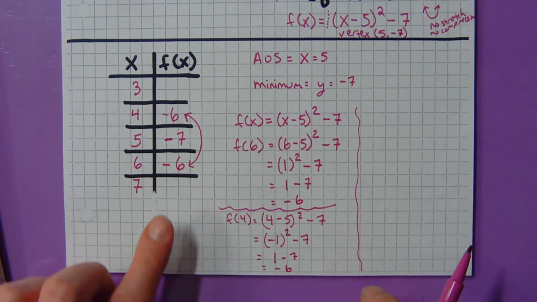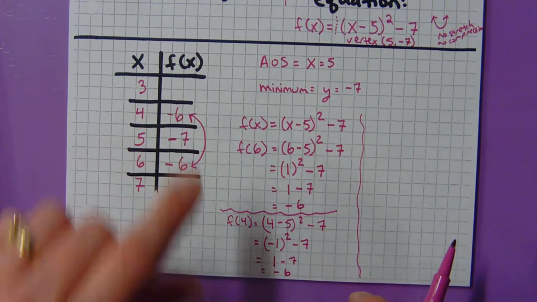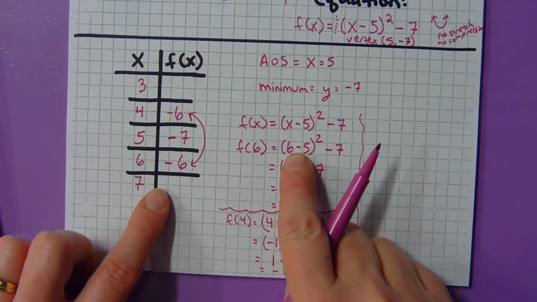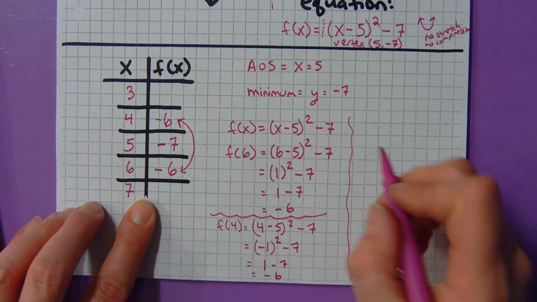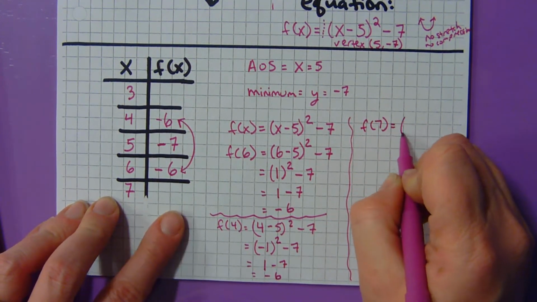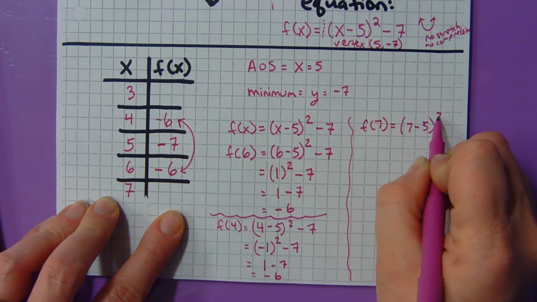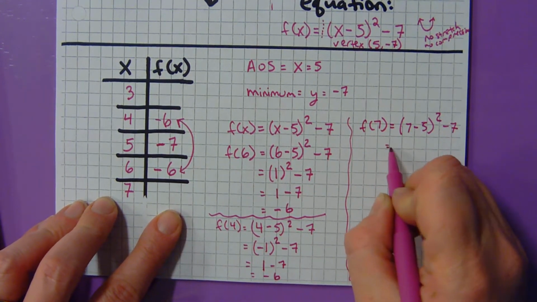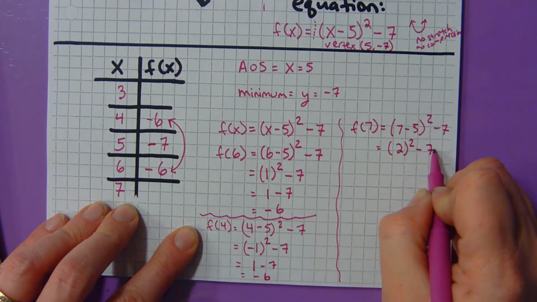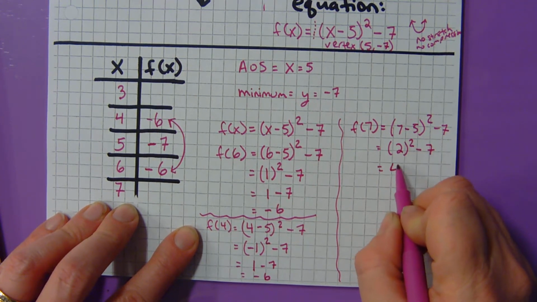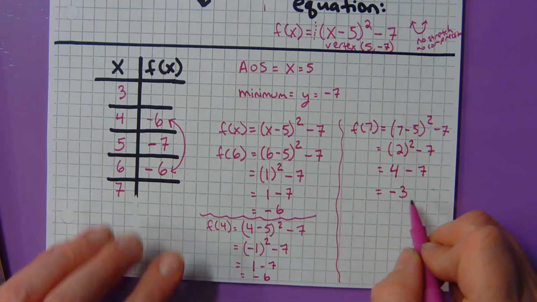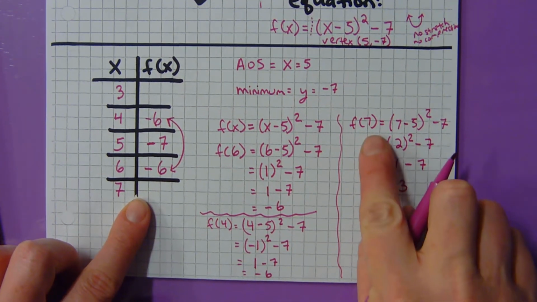So now I want to know, what is it for 7 or for 3? You can choose either one you want. I know I'm subtracting 5, so I want to make my life easy with positives. So f of 7 equals (7 minus 5) squared minus 7, which equals 2 squared minus 7. 2 squared is 4, minus 7. And 4 minus 7 is -3. So -3 is what I get out when I put in 7.